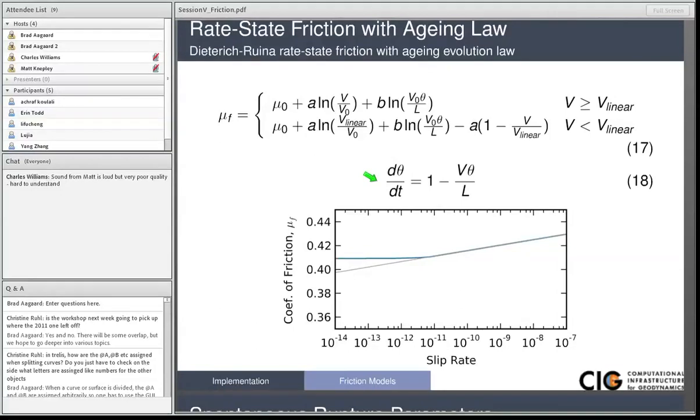So it has this very simple d theta dt equals 1 minus the slip rate times the state variable over the length scale, or d sub c.